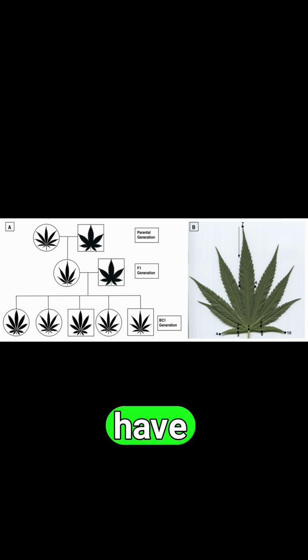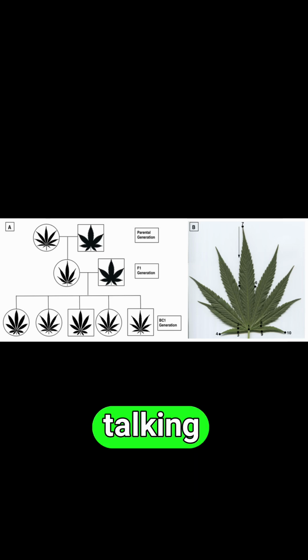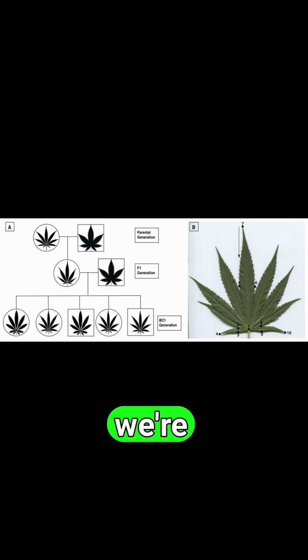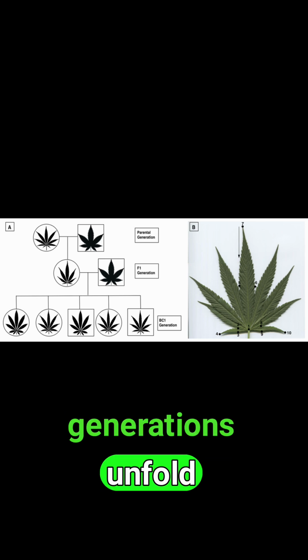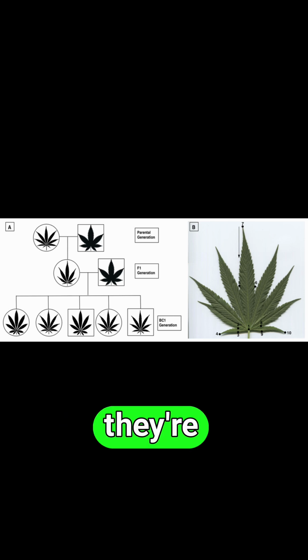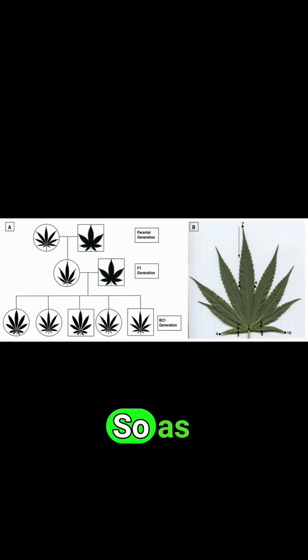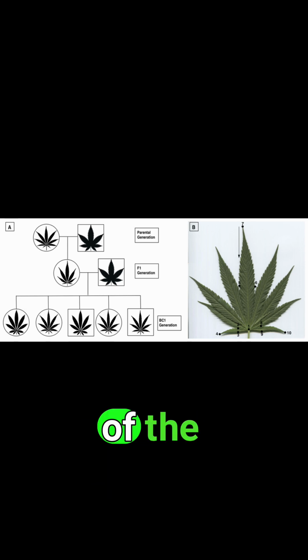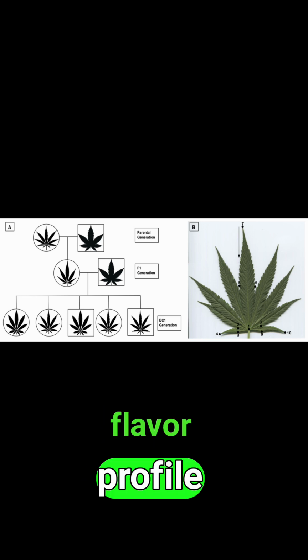So here we have another chart to help explain what we were just talking about. As you see with the F1 generation, BC1 generation here, we're seeing the generations unfold and expand into different versions of themselves as they're crossed with different strains. So as one strain is crossed with another, it's turning into a different version of itself. That's why it's so important that when you try a new strain, you look at the history of the parent genetics and the overall strains that it was crossed with, so you have a much better idea of the effects and the flavor profile before you try it.